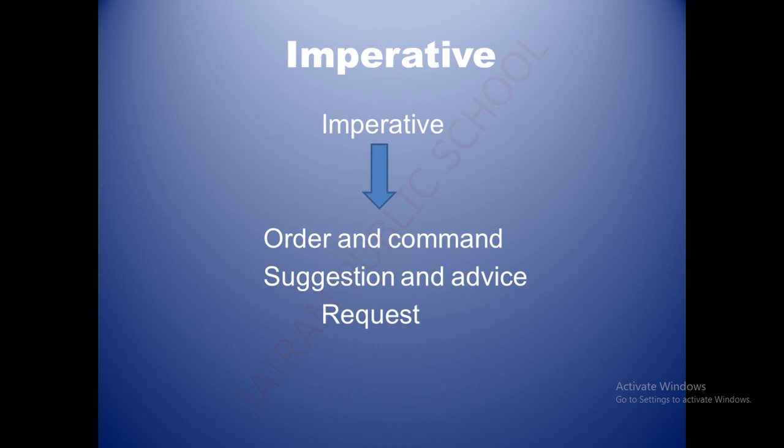Suggestion and advice are easy to understand. Suggestion has a different track, and advice is a different track. Request will have keywords like please and so many things, and requesting someone is called a request. Imperative is nothing but it consists of order, command, suggestion, advice and request.